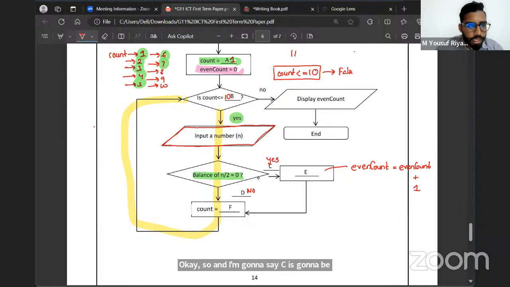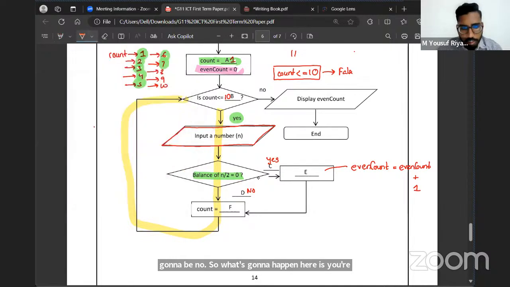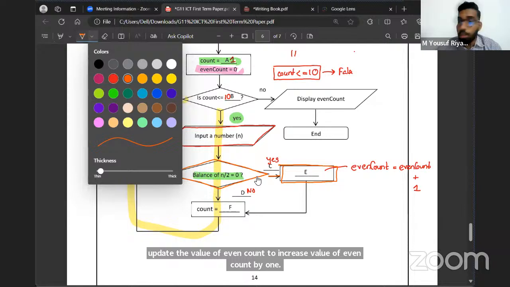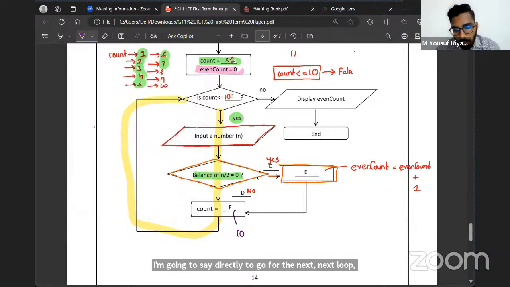So what's going to happen here is you're going to come and check this condition first. Basically, when you divide the number by 2, is the balance equal to 0? If the balance is equal to 0, then only it's even. So when the balance is equal to 0, I'm saying to update the value of even count, to increase the value of even count by 1. Otherwise, nothing, I'm going to say directly to go for the next loop. To go for the next loop, I'm going to say here F is basically count equals count plus 1.